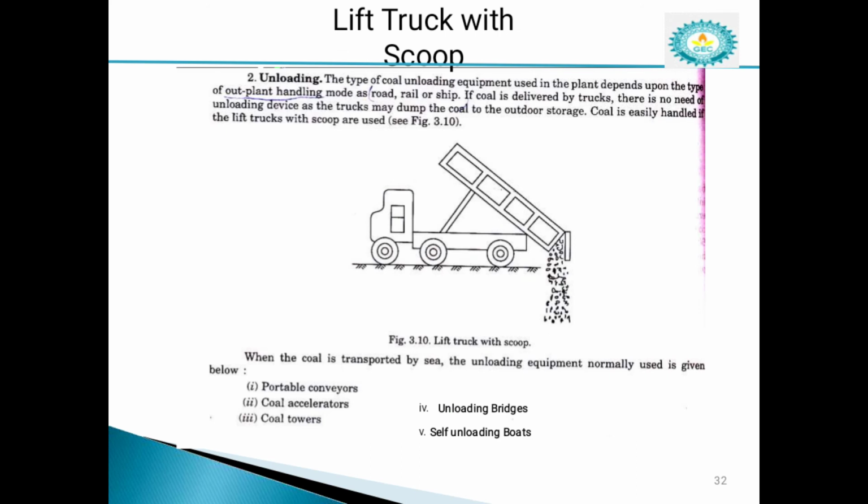For example, if coal is delivered by trucks, there is no need of an unloading device, as the trucks may dump the coal to the outdoor storage. If coal is delivered by trucks, we do not need an unloading device. So there is no unloading equipment used in this process. So this process is very simple and the cost is also low.